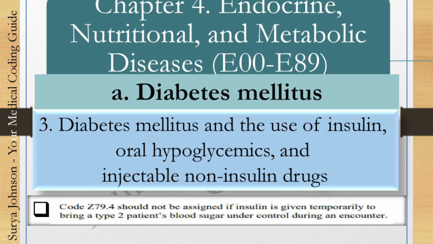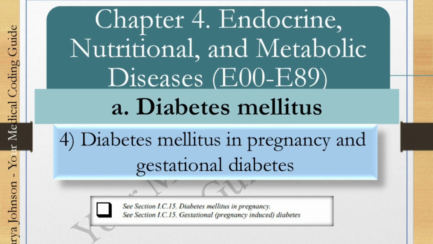So moving to the fourth point, diabetes mellitus in pregnancy and gestational diabetes. For this scenario, we have a separate chapter, that is the diabetes mellitus in pregnancy and the gestational pregnancy-induced diabetes. So these things will be covered in that chapter, so we don't want to confuse with that. And just for a hint, I'll tell you, O code will be the primary in this scenario, right? That's it.